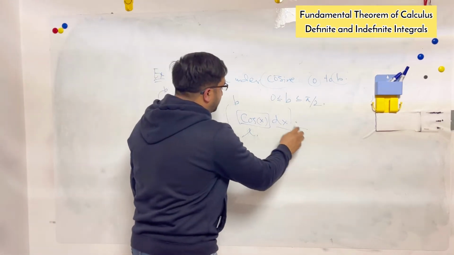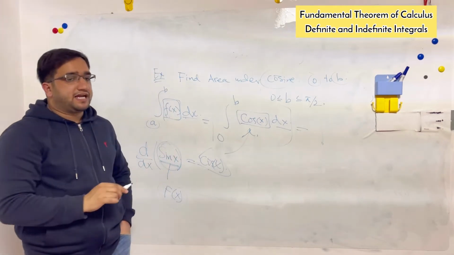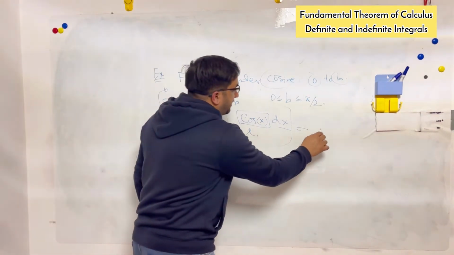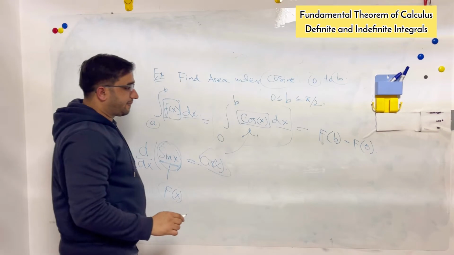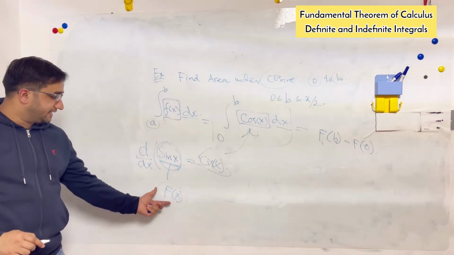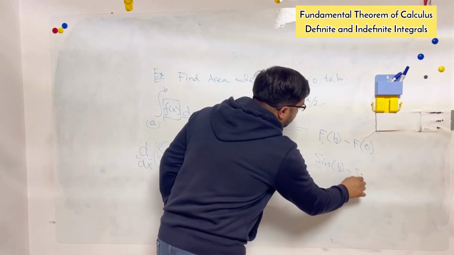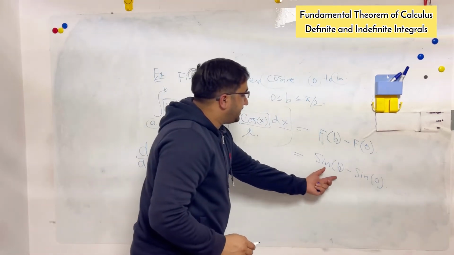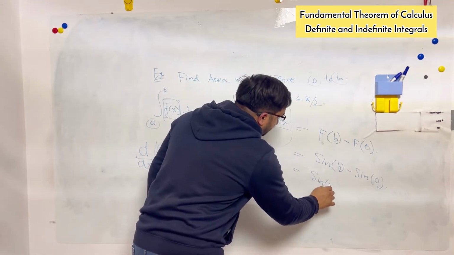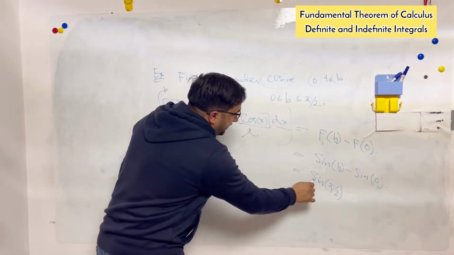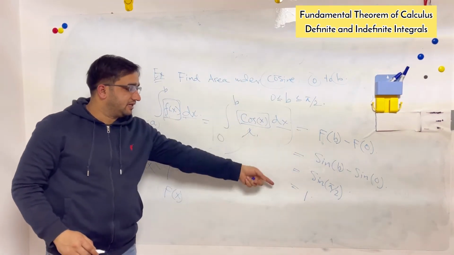Now I can convert this into the formula. The formula says that if the function is continuous on the interval, then the answer is simply the antiderivative at b minus the antiderivative at a. I already have the antiderivative, which is sine x. So the answer is sine at b minus sine at a. If I take b equal to pi by 2, then it is sine pi by 2 minus sine 0, which is 1 minus 0. So the area under this curve for this interval is 1.